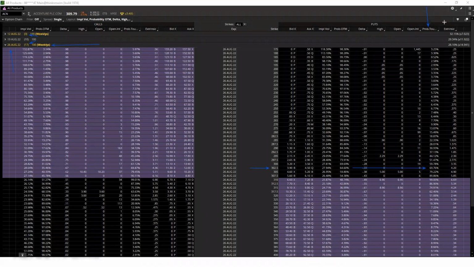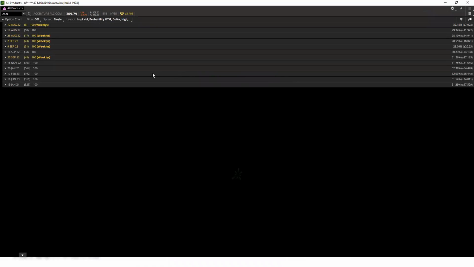So that's where it's found. It's probability of touch. I can show you real quick how to add it. I can't provide support for all charting and broker platforms, so you may need to check with your broker how to add this if you're using a different broker to your options chain.